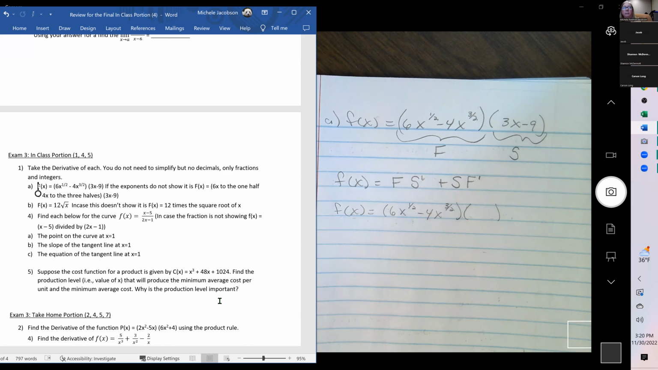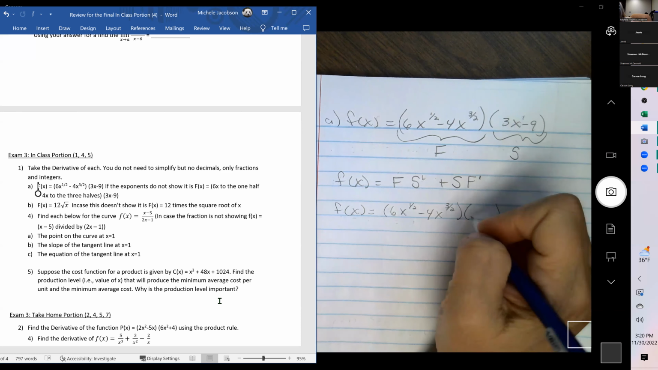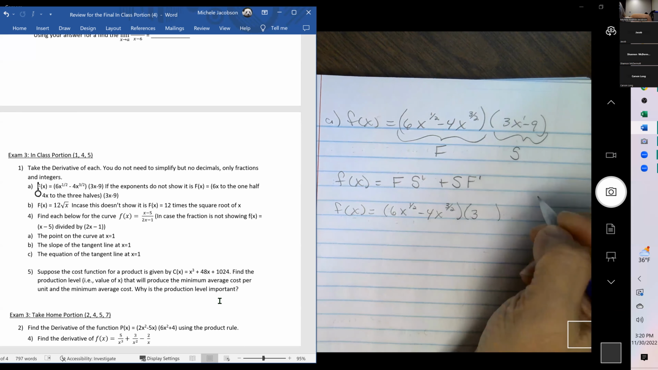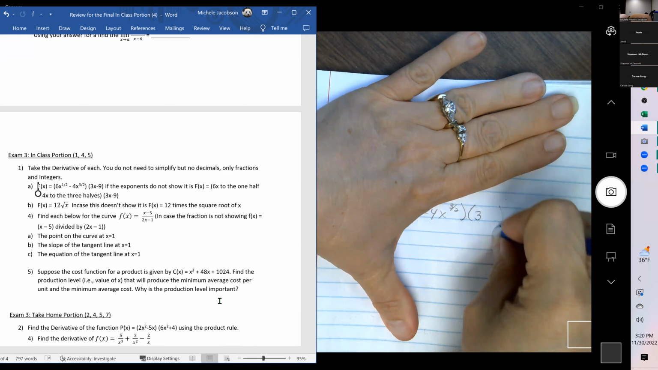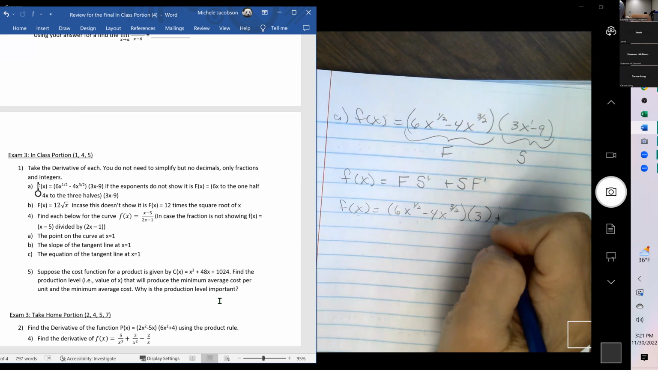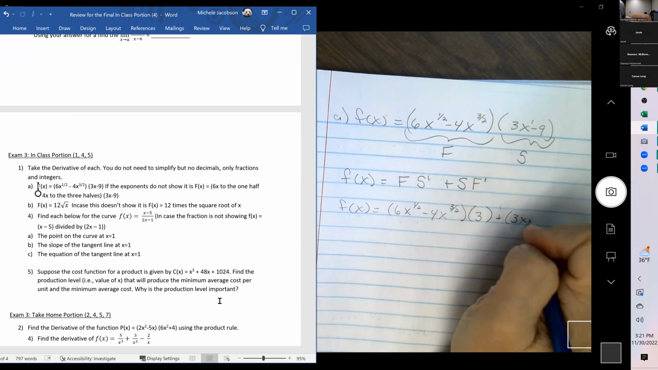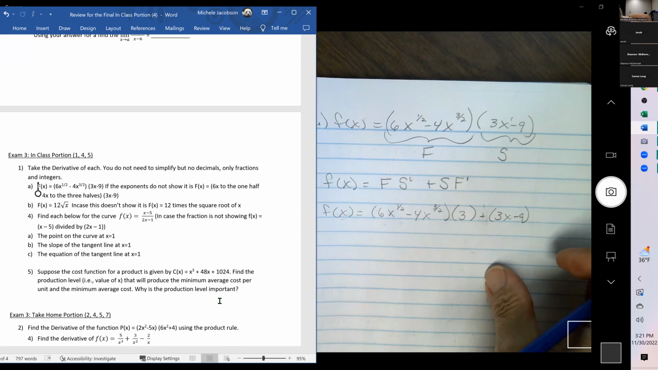So it'd be a 1. 1 times 3 is 3. X is 0 drops off, and then 9 is also 0. So it's just 3. Plus the second times the derivative of the first.